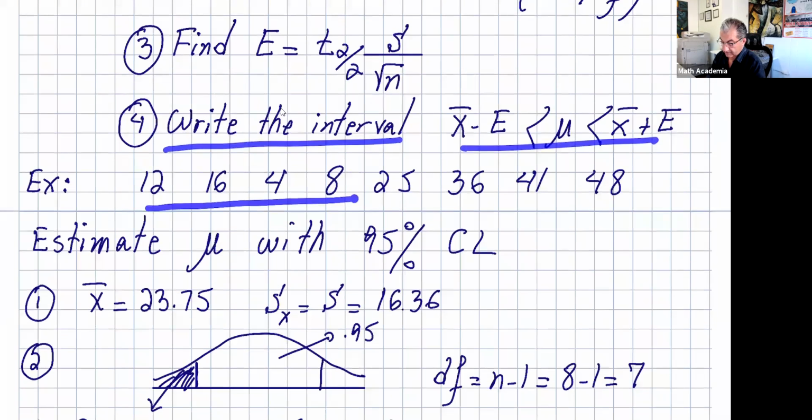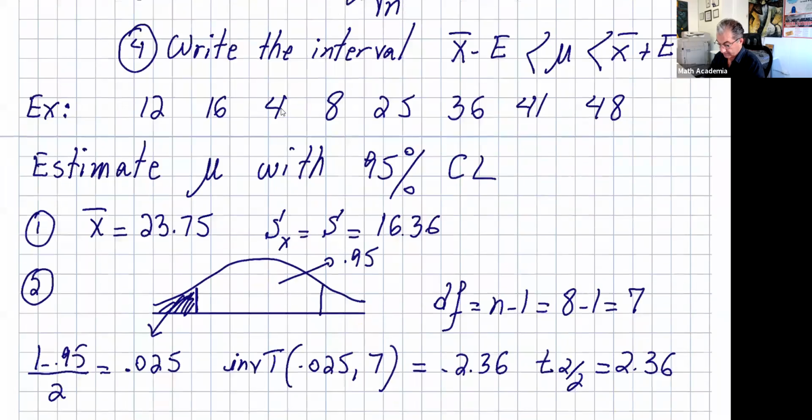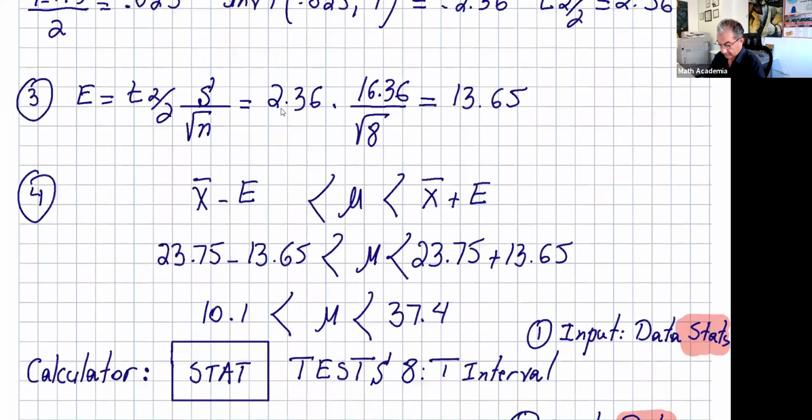I did put another example for you here. Please take a look at this example, write those down and try to do it yourself and see what you get, and you do have the complete solution with the steps.